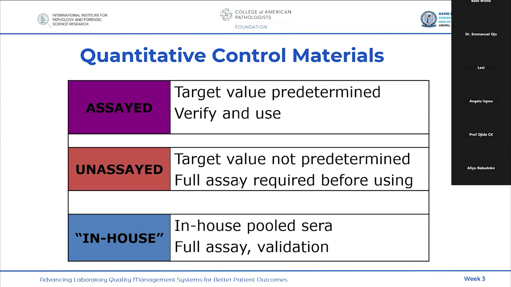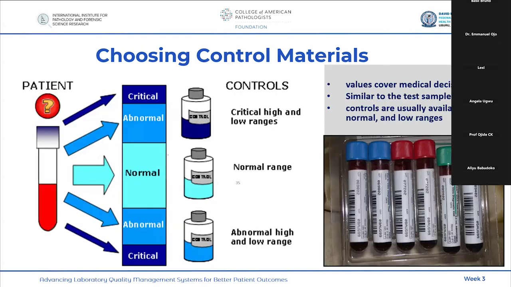Here, if it is in-house, we'll also be talking about for how long you can store the sample without deterioration and at what temperature, and what you want to use to stabilize the QC. And these are examples of the quality control materials.